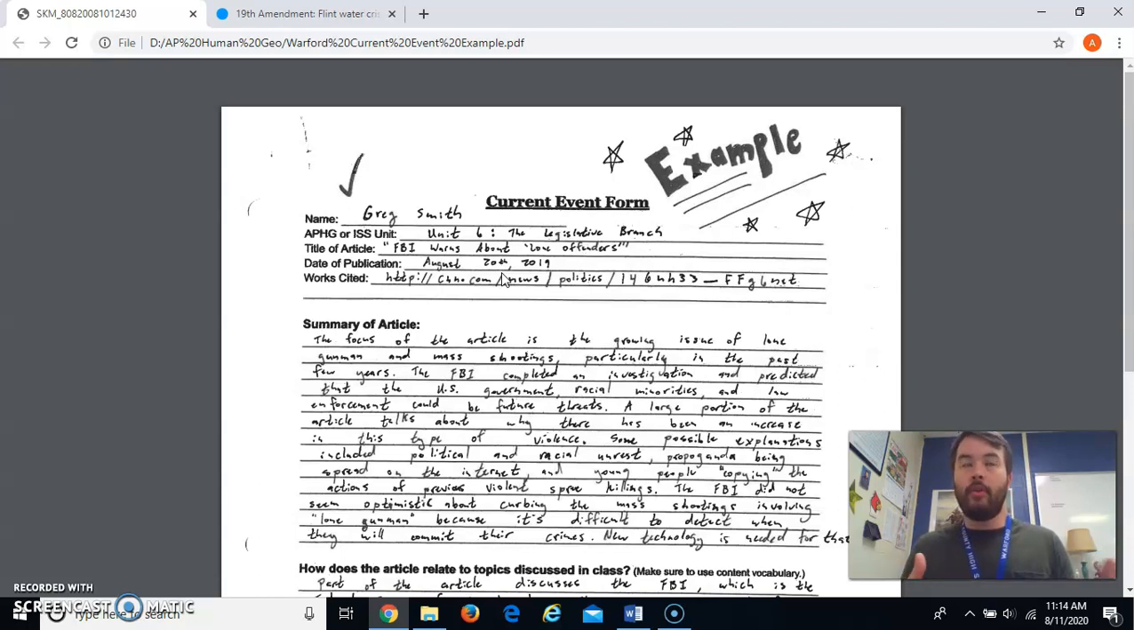But if we're working through NTI, non-traditional instruction, working online at home, you're going to write it out, take a picture of it with a phone, iPad, something, and put it in Google Classroom. And if you can't do that in an emergency, you can email it to me.